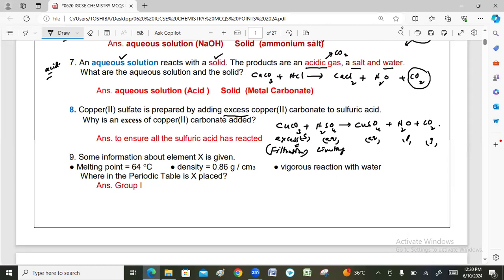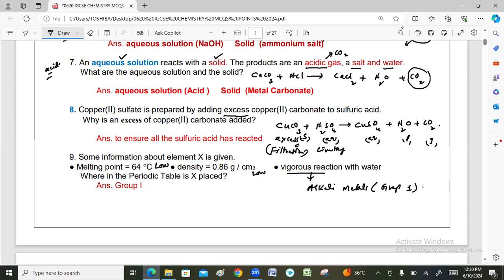Number 9, some information about element X is given. Melting point 64, comparatively it is a low melting point. Density, it is low density. Vigorous reaction with the water. So the vigorous reaction with the water means they must be alkali metals. So alkali metals are in group 1. This is the property of alkali metals, that they have low melting and boiling points, they have low density, and they will show the vigorous reaction with the water, like sodium, potassium, rubidium, cesium.